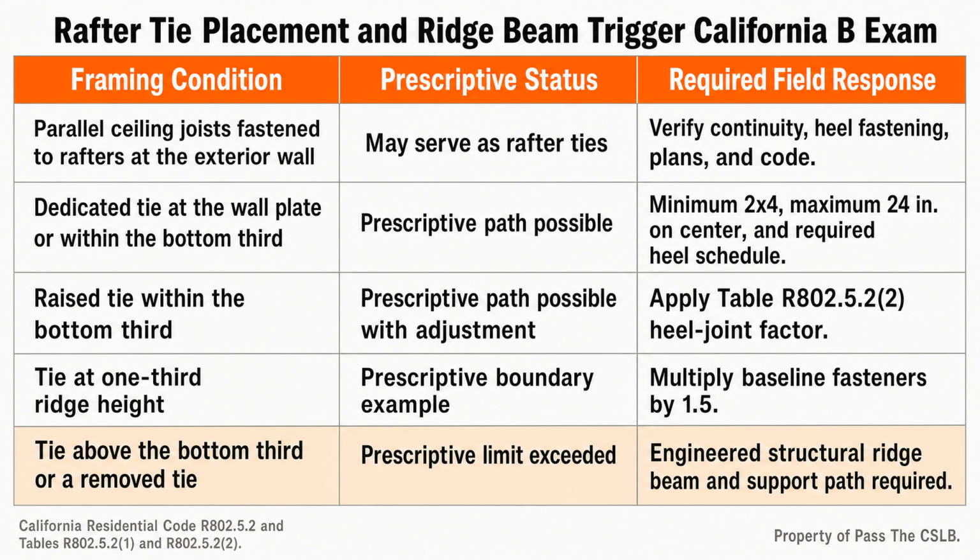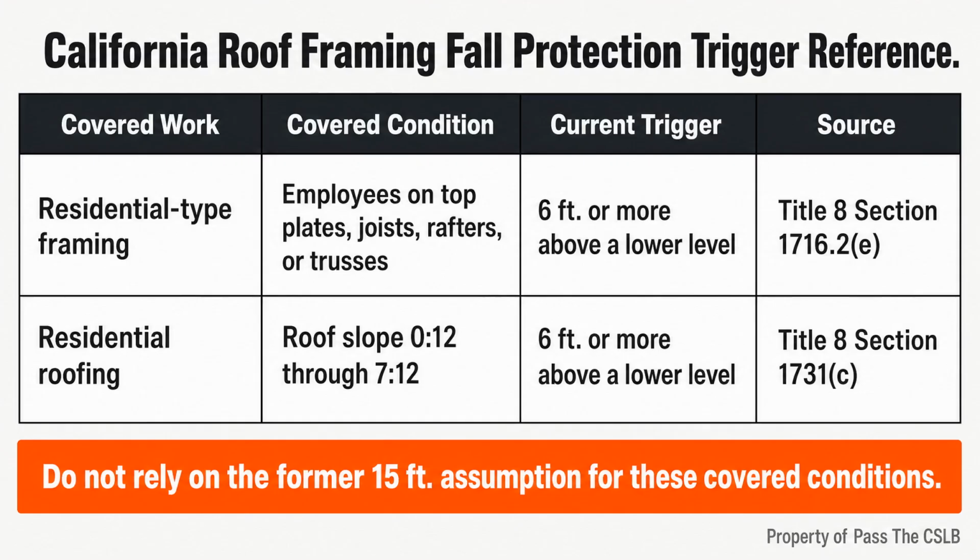Roof framing also brings an immediate safety responsibility. The source report identifies the current California fall protection trigger for employees engaged in residential type framing and for employees engaged in residential roofing on slopes from 0 in 12 through 7 in 12. Fall protection is required at a fall distance of 6 feet or more above a lower level.